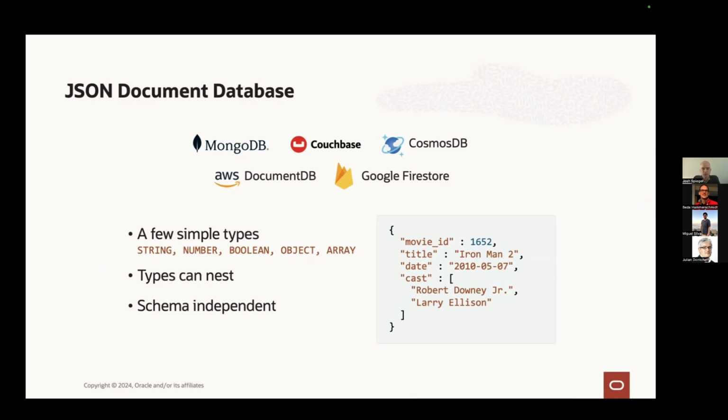The example on this slide contains a JSON object representing a movie, the movie Iron Man. It has attributes like the title, date, cast, and so on of this movie.